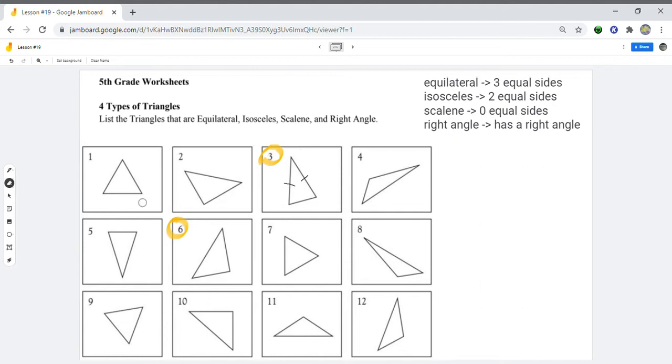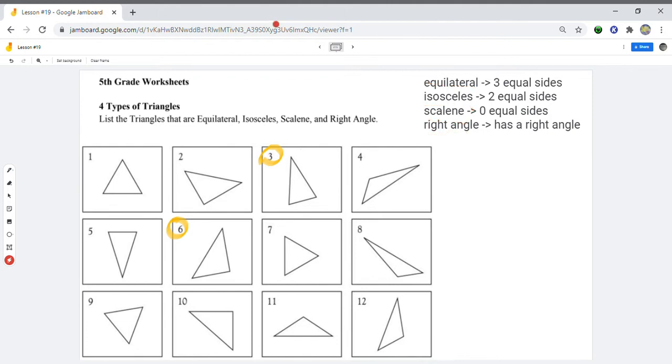So for this, we're gonna go over number 3 and number 6 over here. If you look at these triangles inside the boxes, they're just a basic drawing. There is gonna be no measurements. You don't have to measure anything. We're just gonna eye them and see if they are equilateral, isosceles, scalene, or right angle.